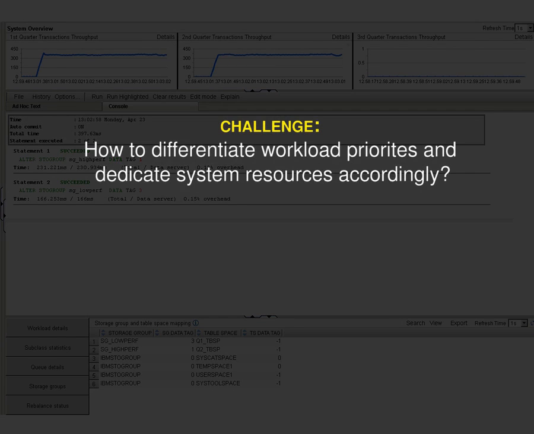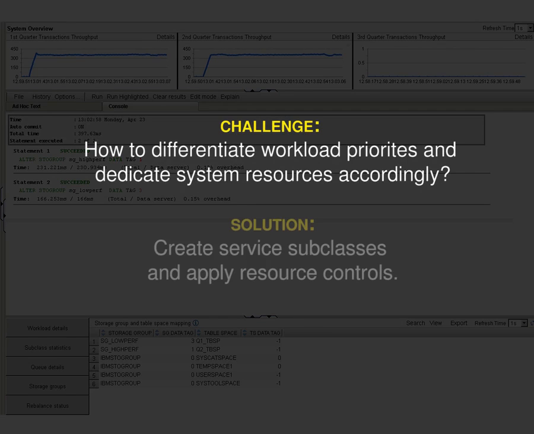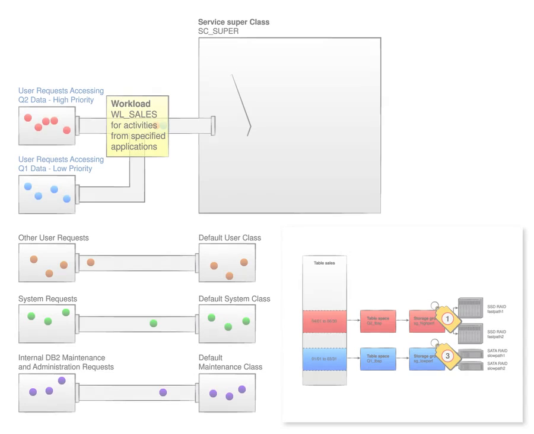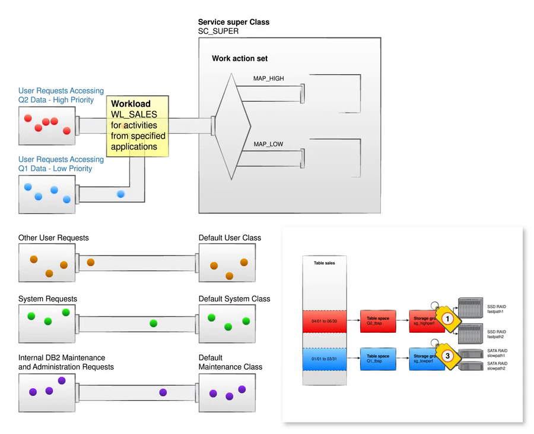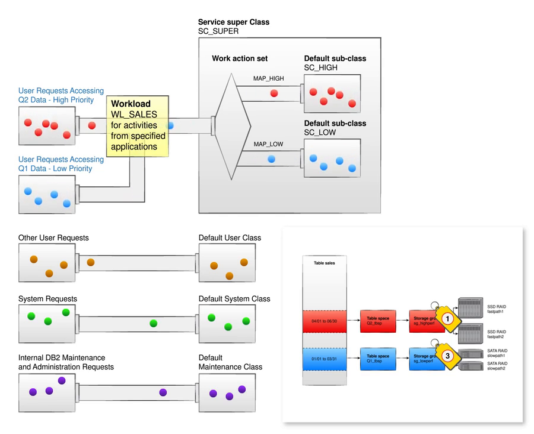How do we differentiate workload priorities and dedicate system resources accordingly? You can create service subclasses and apply resource controls. In DB2 workload management, one way to differentiate between high priority and low priority work is to map the work to different service classes and then apply different resource controls. High priority work can be mapped to a service subclass with little or no resource controls applied to it. Lower priority work can be mapped to a service subclass with stricter resource controls applied to it, such as a concurrency threshold.